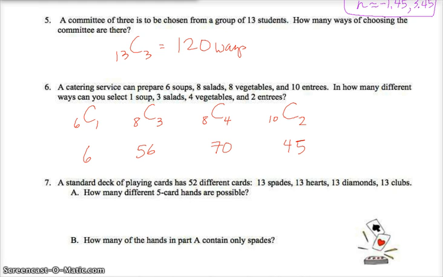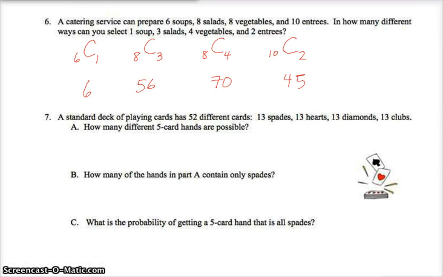Now look at these last two. They're a little more complicated, but once you see one and get the hang of it, hopefully you'll notice what is happening, how you're grouping them together, and then it's not really so complicated anymore. So we have a catering service that can prepare 6 different soups, 8 different salads, 8 different vegetables, and 10 different entrees. And how many different ways can you select 1 soup from these 6, 3 salads from these 8, 4 vegetables from the 8, and 2 entrees from the 10 entrees?